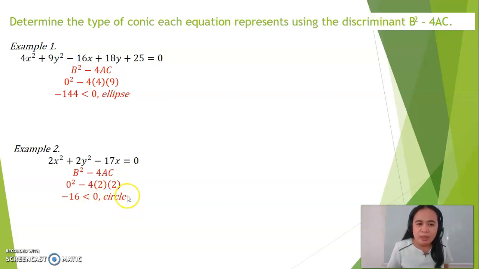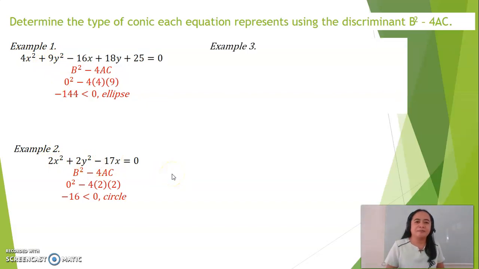Now, how will we know if the equation represents a circle or an ellipse? Going back to the circle, when you say a circle, the coefficients of x squared and y squared should be equal. Going back to example number 1, the coefficients here are 4 and 9. In number 2, it's 2 and 2.